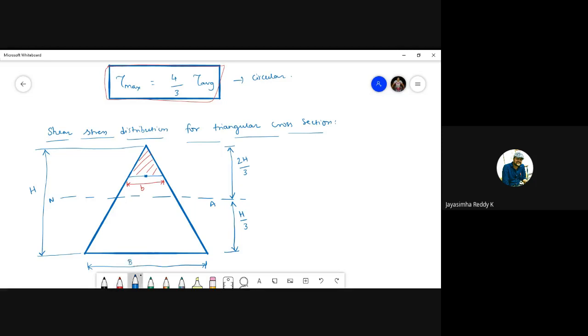And if you draw the neutral axis for this small triangle that we have considered, it will be like this. Let the entire height be small h, so that the neutral axis position will be at a distance of 2h/3 from top and h/3 from bottom. Is it clear, students? I hope everyone is okay with this figure.